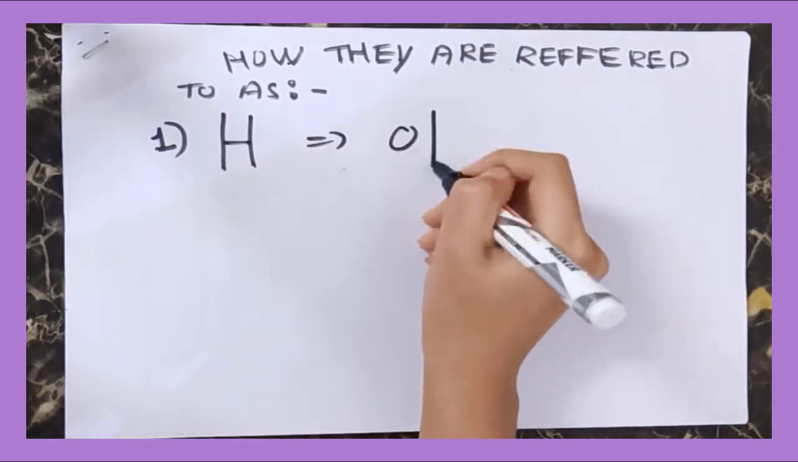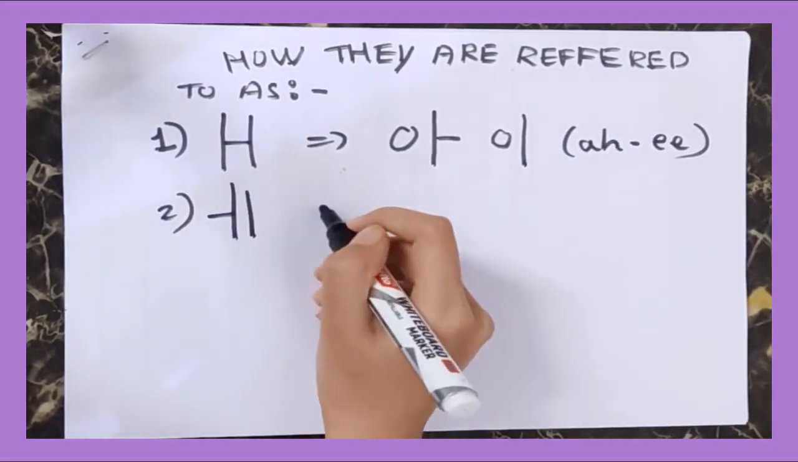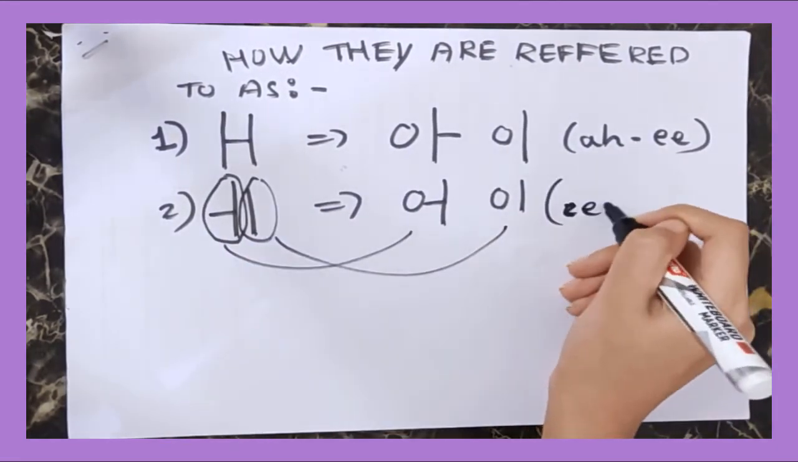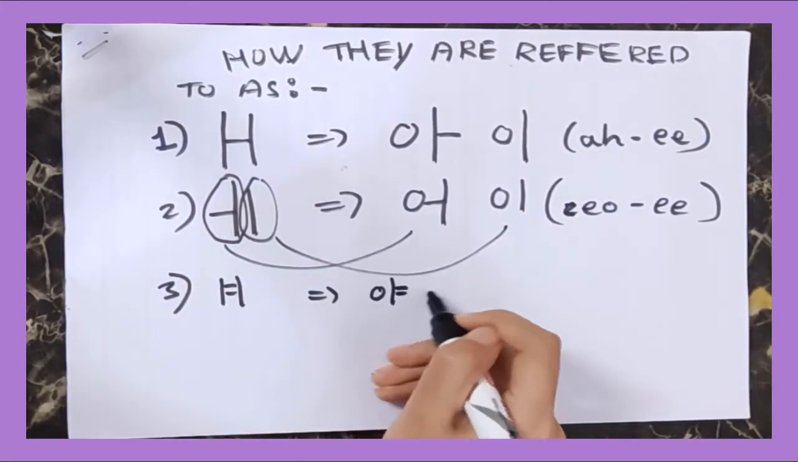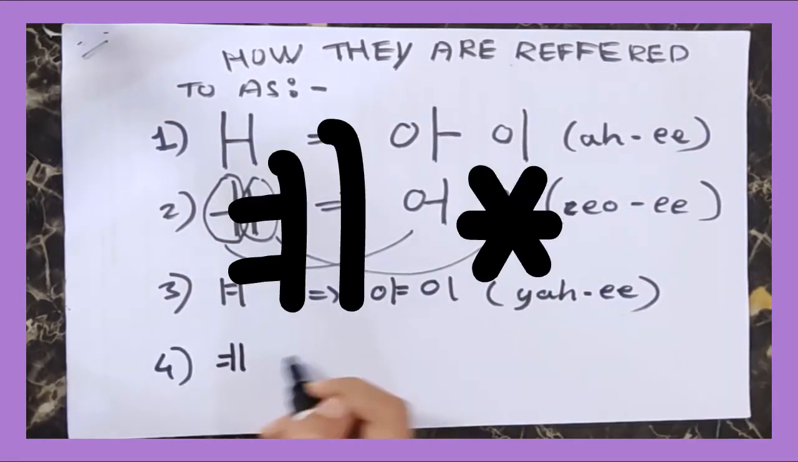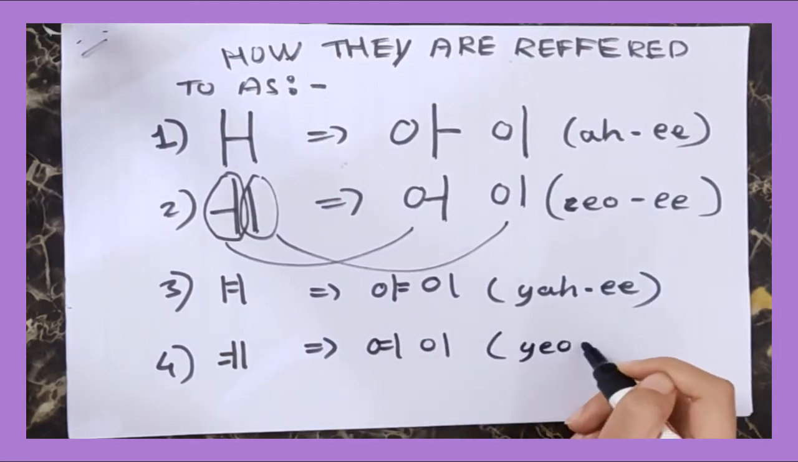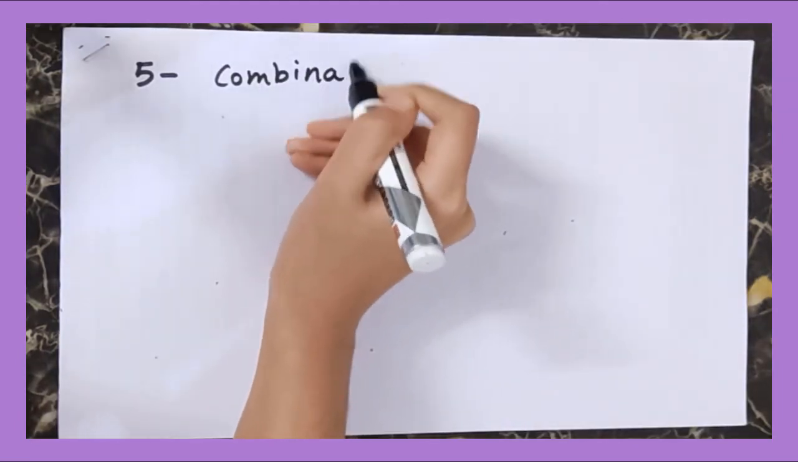Well, here it goes. A is referred to as I. E is referred to as Oi. Ye is referred to as Yai. Yo is referred to as Yoi. Now the next one is a bit weird.